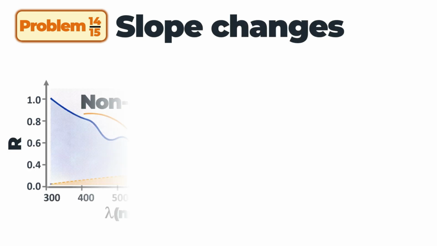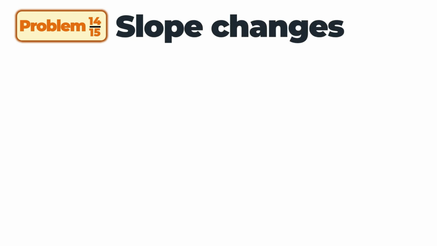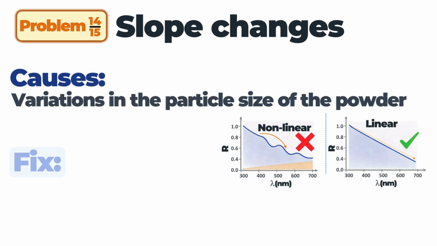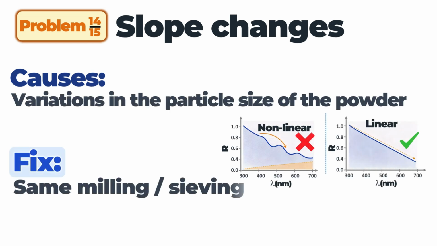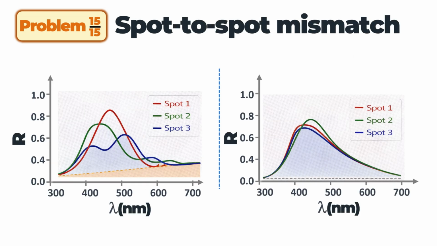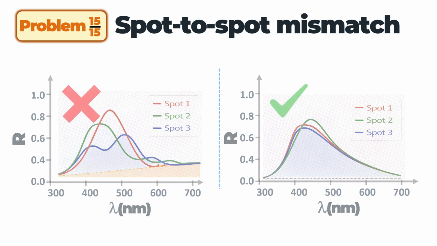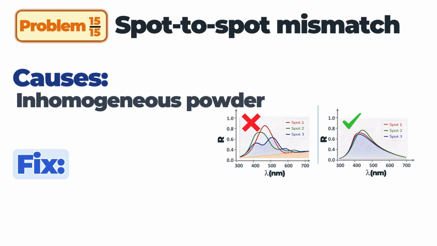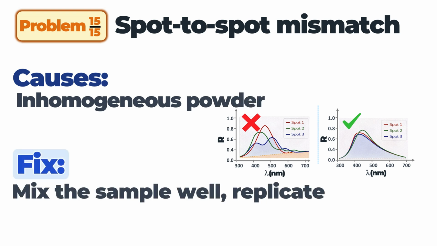Problem 14. The slope changes because your particle size changed. Use the same milling and sieving method, then compare samples prepared the same way. Problem 15. Different spots give different results because the powder is not uniform. Mix it well, measure a few spots and report the variation.